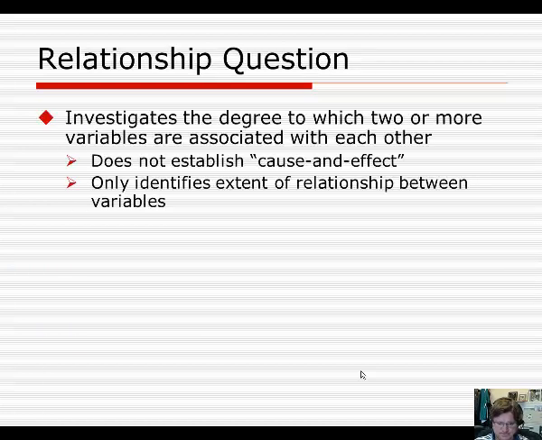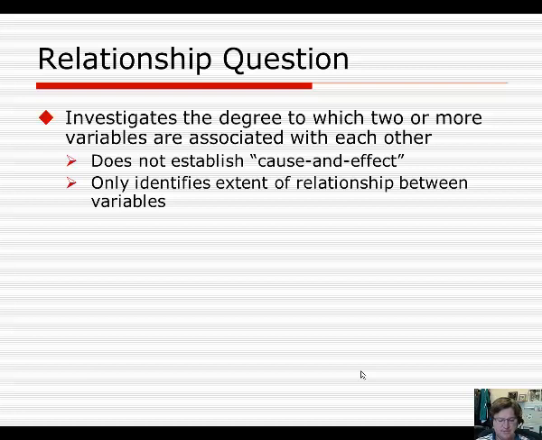Relationship questions. These investigate the degree to which two or more variables co-vary or are associated with each other. Rather than comparing groups, typically the researcher obtains measurements on two or more variables for a group of subjects and then computes some index of association, which is often called a correlation coefficient. The intent of these questions is simply to determine the extent to which the variables are related and not to establish cause and effect. Some work done by Welk and colleagues in 2003.